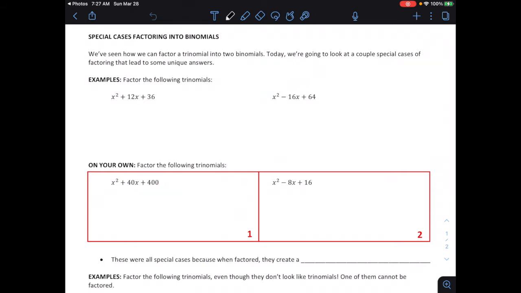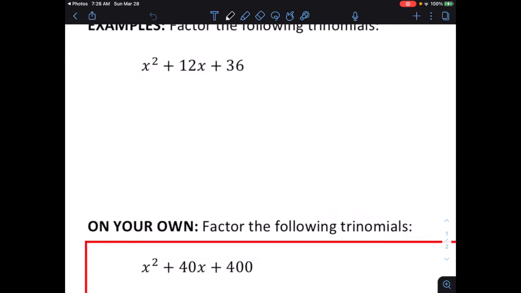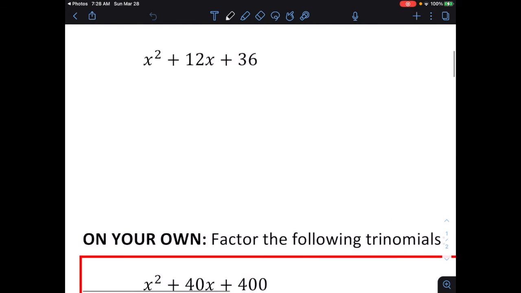There is one last thing we have to do with factoring before we take our factoring test, and that is talk about the special cases of factoring into binomials. So we'll just get started going through these examples, and hopefully you'll be able to see what's going on with these.